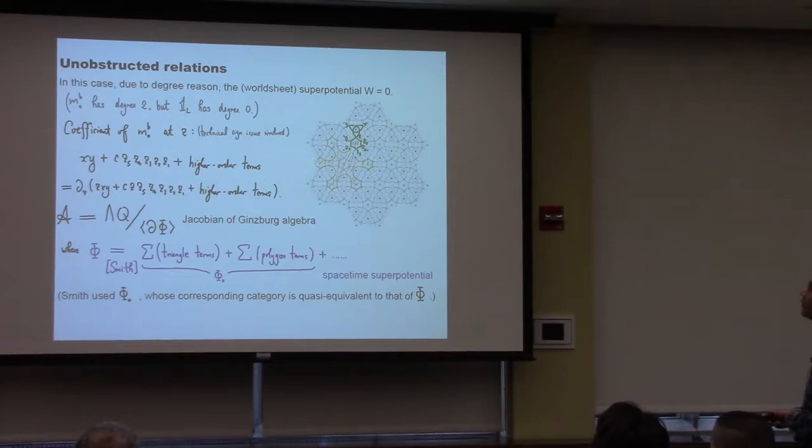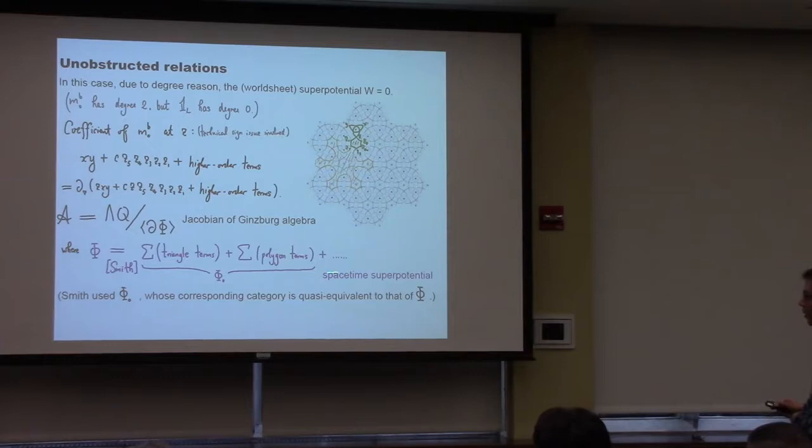And you also have this polygon contribution. These are the leading order terms, but of course you have higher order terms. For instance, this yellow polygon, a very big one, gives higher order terms. We should just write them as higher order terms; we are not calculating all of them. And then you notice that these relations indeed come from the differential of a space-time superpotential. So this is indeed the so-called Jacobian algebra, the differential of this space-time superpotential.